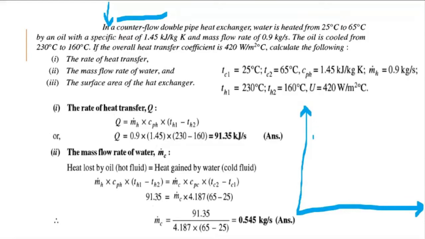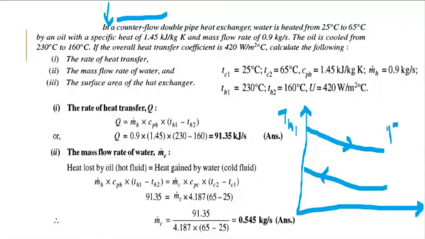So since we have a counter flow heat exchanger, hot fluid will be flowing from left to right, cold fluid will be flowing from right to left, and this is the variation of temperature which we are going to get. So on this side we will have TH1, on this side we will have TH2, on this side we will have TC1, and on this side we will have TC2. We are saying that we have a counter flow heat exchanger. We have drawn the temperature profile for the same.